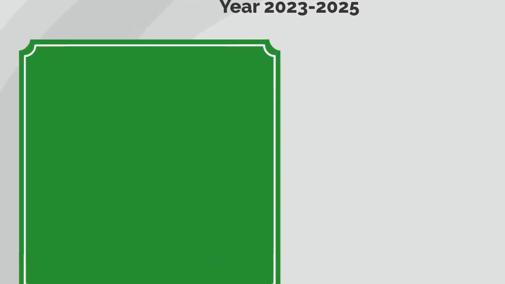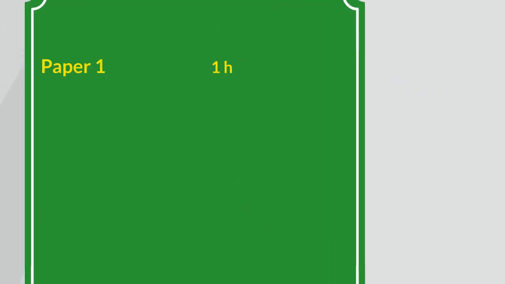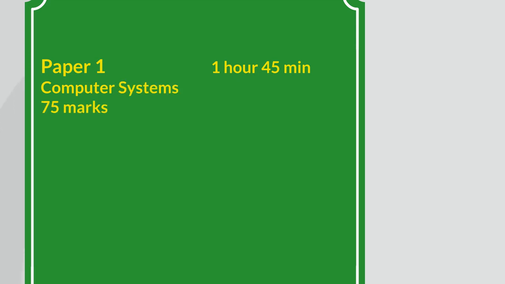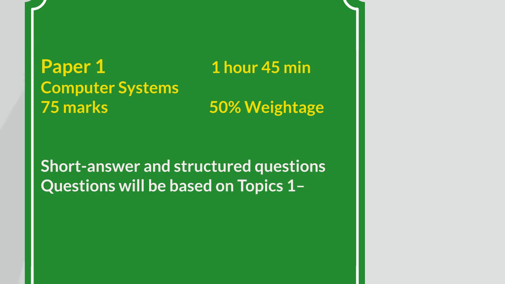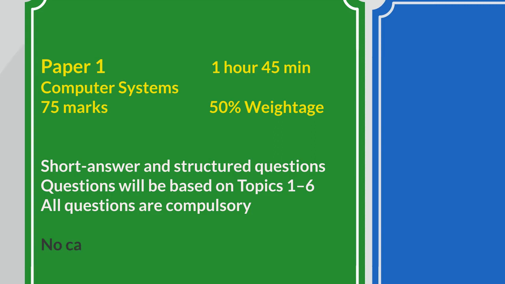There are 2 papers. Paper 1 allowed time is 1 hour 45 minutes and will have 50% weightage. Its total marks are 75. It will consist of short and structured questions. Questions will be based on topics 1 to 6 of the subject content. All questions are compulsory. Please note that calculators are not permitted.